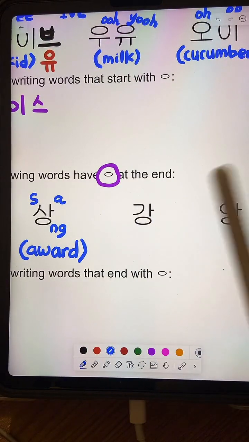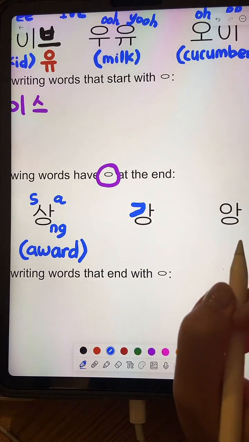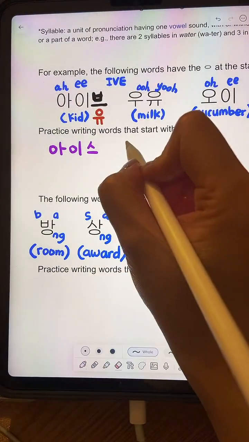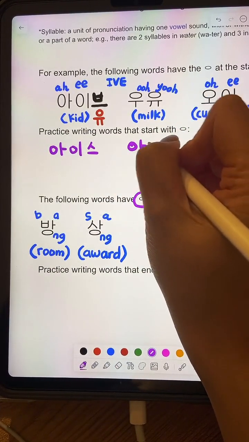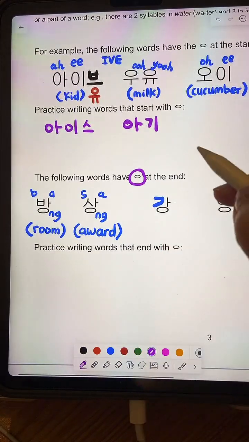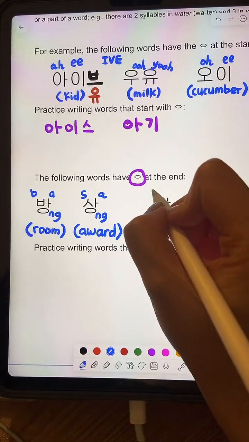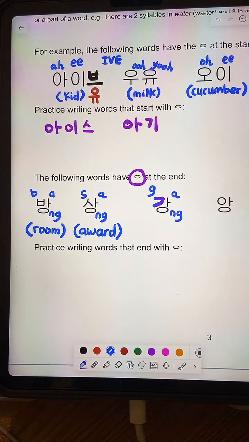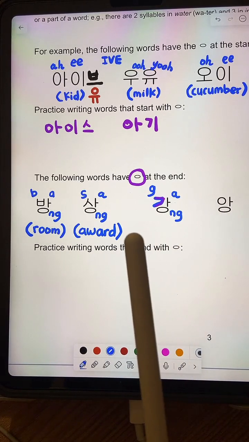Okay, next one. We have, what's the letter sound? It's the first letter, right? G, g, g. Yes, 아기 means baby. Good job. I'm going to add it to this list right here. 아기 means baby. Okay, so the only difference is the letter right here. So what do we have? G, g, g. Kang. Kang.